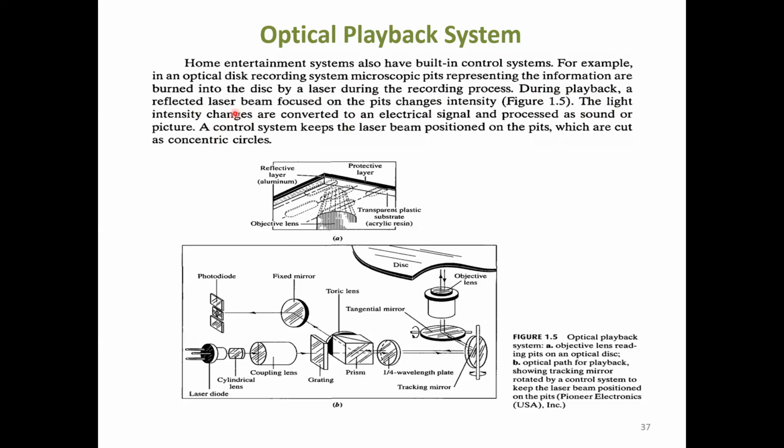During playback, a reflected laser beam focused on the bits changes intensity. So whenever you read, it will focus on the disc. The light intensity changes are converted to an electrical signal and processed as sound or picture. A control system keeps the laser beam position on the bits, which are cut as concentric circles. So this is the block diagram of the control system. I have taken this from the books, from Norman Nise. I've taken this one in the reference.